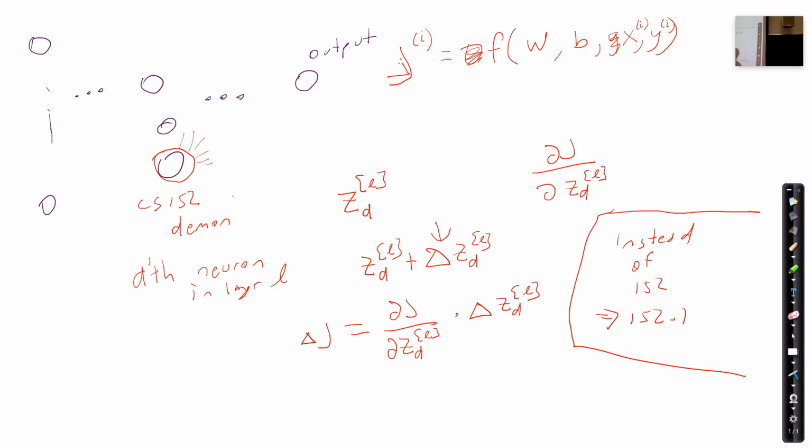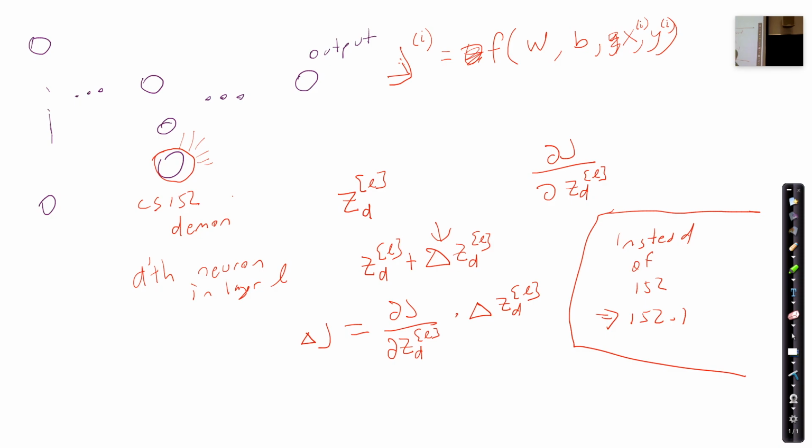If it's positive and we change delta by 0.01, what happens to the cost? It increases. If it's negative, what happens? It decreases. So what should the daemon do if it knows the derivative? Let's say it can move it by 0.01. That's all it's allowed to move it. Should it move it up or down? Well, if this is negative, it should move it up. And if this is positive, it should move it down.